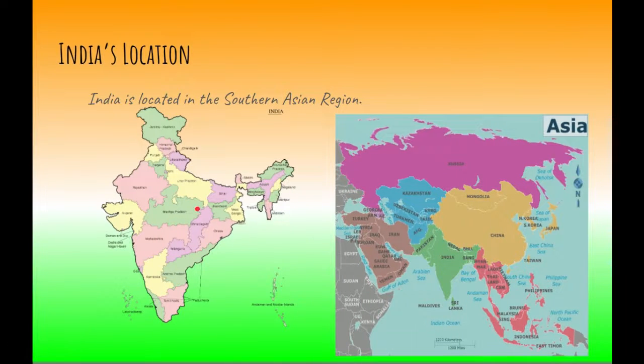India's location. India is located in the southern Asian region. So this is India, with its states, and this is a really nice map I found of that part of Asia. So this is India. This is Pakistan. Its neighbors are Pakistan, Nepal, Bhutan, Bangladesh, Myanmar, and China.